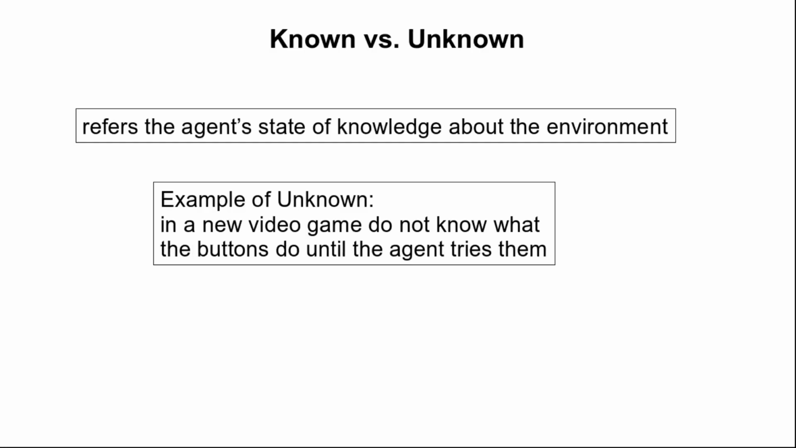And the last, actually this is not a category for the task environment. It's known versus unknown. It talks about the agent rather than the environment. So it refers to the agent's state of knowledge about the environment. It will be more clear through an example. If we have an agent which is playing a video game, and now if we have a new video game, the agent would not know what are the different functions of the different buttons until the agent tries out the game. So that's an example of an unknown environment. So it's not a factor of the environment itself, but it's about the agent's knowledge of the environment.